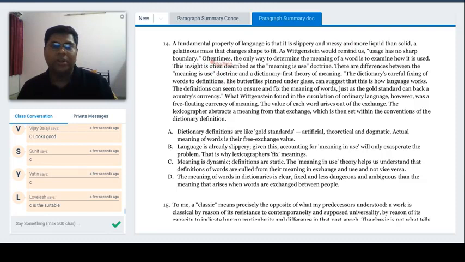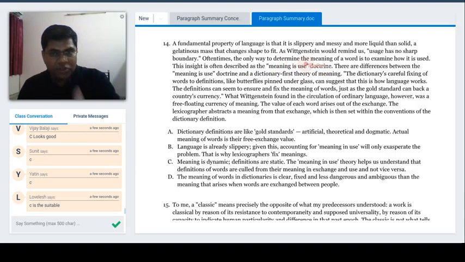Oftentimes, the only way to determine the meaning of a word is to examine how it is used. So the author says language is liquid, and to determine the meaning of the word, you must know how it is used. This insight is often described as the meaning-in-use doctrine. There are differences between the meaning-is-use and dictionary-first theory of meaning. There is something called meaning lies in the usage, and there is something called dictionary-first meaning.